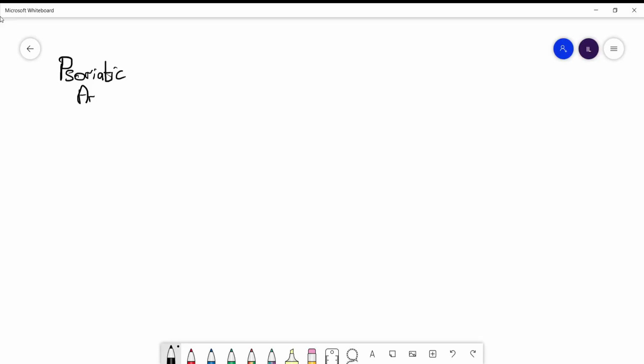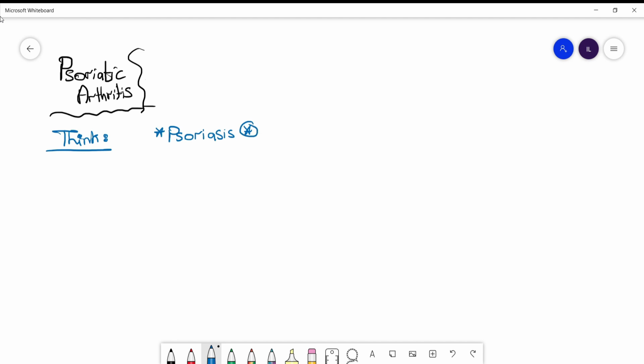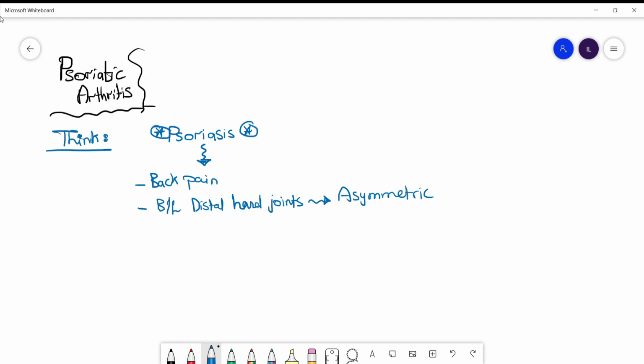So, psoriatic arthritis. First of all, we need to know that you have to think about this disease in a patient with psoriasis who presents with joint pain. Now, if the joint pain is in the back or in the distal hands, on both sides, not necessarily symmetric though, and the patient mentions that they have stiffness in the morning, then you have to think, well, I have to work them up for psoriatic arthritis.